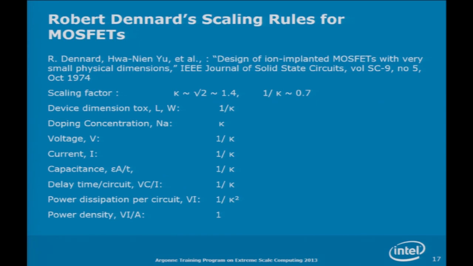If you scale the device dimensions by that factor, the doping concentration, the voltage by the factor, current, capacitance, delay, and some of these are inputs, some others are consequences. The delay is reduced by the scaling factor, and the power dissipation is reduced by the scaling factor squared. If you do all of this, you will get twice as many transistors in the same area at the same power each time the process moves forward, which is a remarkable thing.